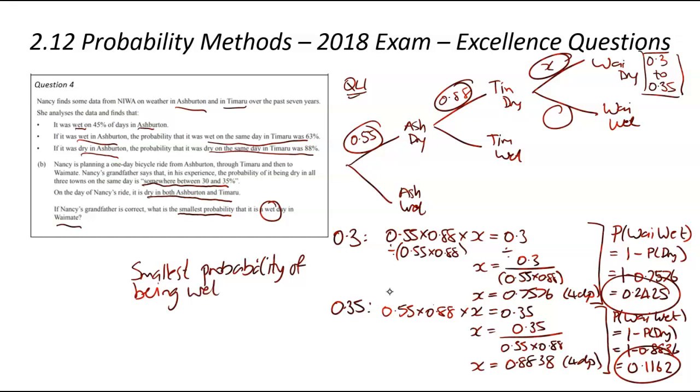So the probability of being wet in Waimate is 0.1162. And that was the smaller of the two circled numbers we've got down the other side.